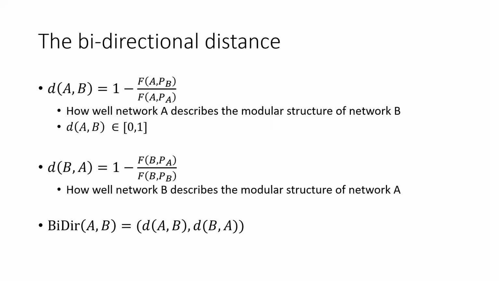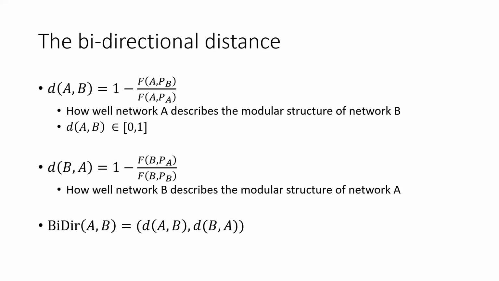The first part, or score, which we're going to say is the distance of AB, is equal to 1 minus a ratio. This ratio is the quality function when you take network A and you project network B's partition onto network A, and you determine the quality of that partition. Then you divide this by the quality obtained when taking network A again and using its own optimal partition. We go 1 minus the ratio just to make it a distance measure, but it tells us how well network B's partition describes the modular structure of network A.